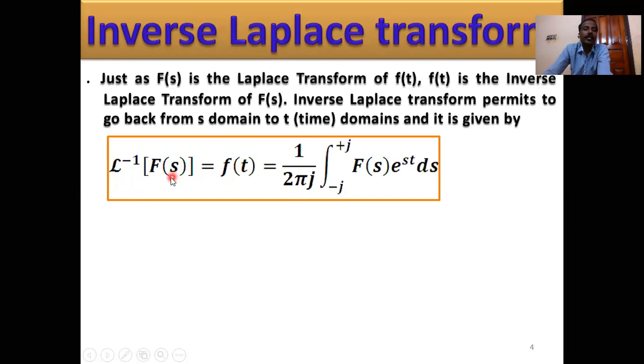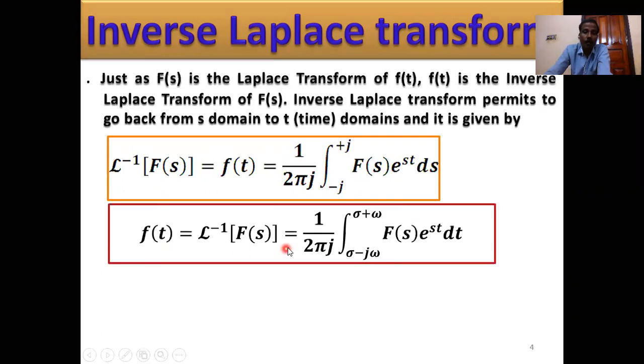So again it changes the frequency domain to the time domain, and this equals 1 by 2 pi j times the integral from sigma minus j omega to sigma plus j omega of F of s e to the power st ds, where sigma is the real part and omega j is the imaginary part. Another form: f of t equals inverse Laplace of F of s equals 1 by 2 pi j times the integral from sigma minus j omega to sigma plus j omega of F of s e to the power st ds.